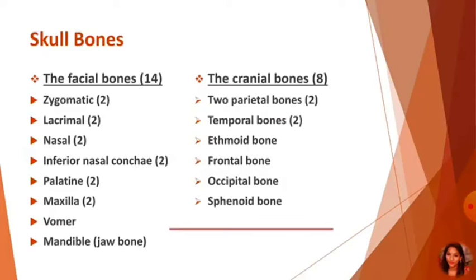So this is how 2 zygomatic, 2 lacrimal, 2 nasal bones, 2 nasal conchae, 2 palatine, 2 maxilla, 1 vomer and 1 mandible together form the facial bones, that is 14 in number. And the cranial bones are 2 parietal, 2 temporal, 1 ethmoid, and 1 each of frontal, occipital and sphenoid. Together they form 8 cranial bones. So this is how there are a total of 22 bones in our whole skull.